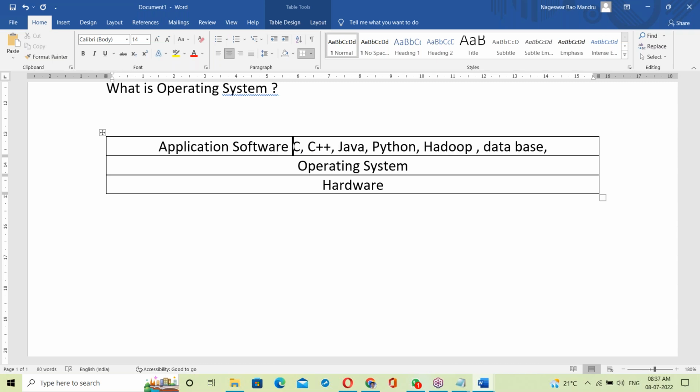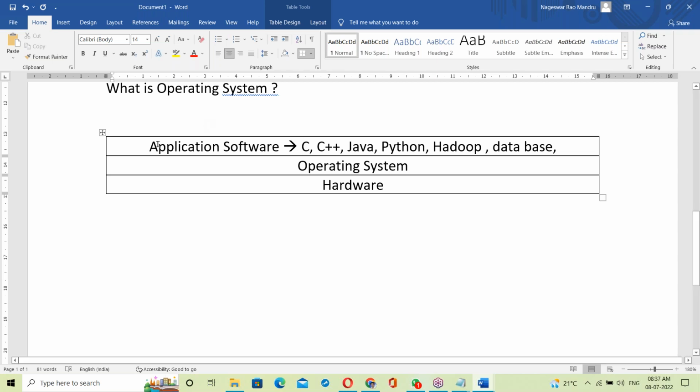All these are application software. These application softwares are running on top of the OS. The OS is just giving a platform. On top of it, all the programs are running. So the OS is acting like a platform.